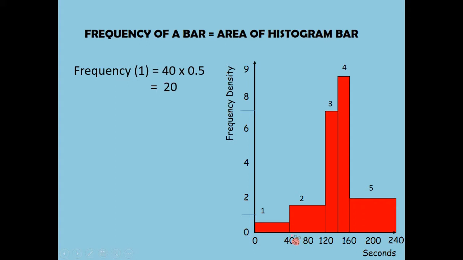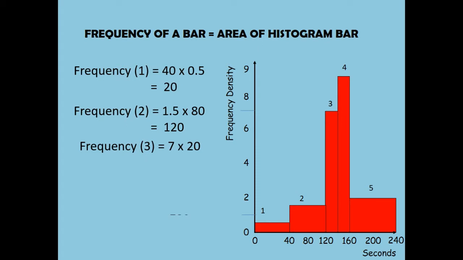Going on to bar 2, we need to find the frequency to find out the number of ladybirds that flew for between 40 and 120 seconds. As you can see here, the interval range is 80 and the frequency density is halfway in between 2 and 1, so the answer is going to be 1.5, giving us 120 when you multiply 1.5 and 80 together. For frequency number 3, we apply the same process, giving us an answer of 140. Have a go at finding the answers for frequency 4 and frequency 5.